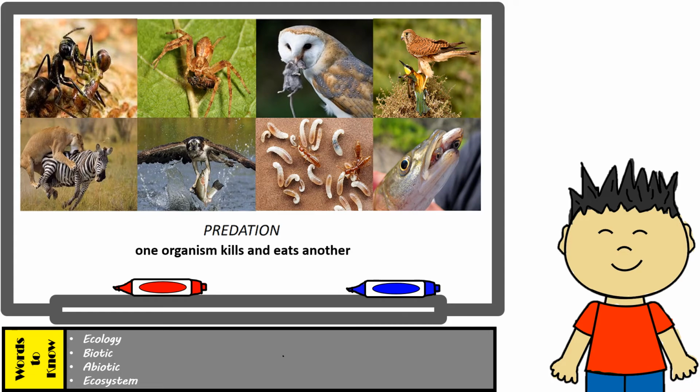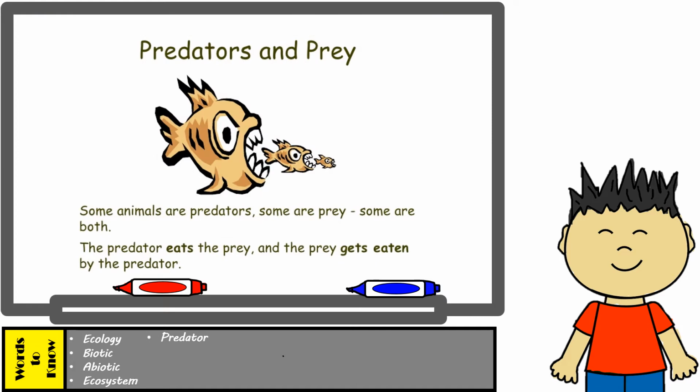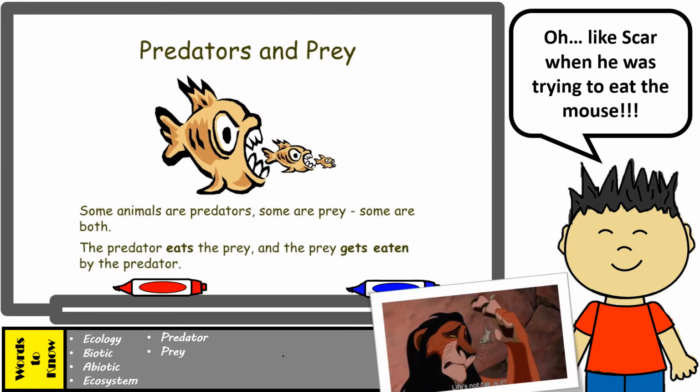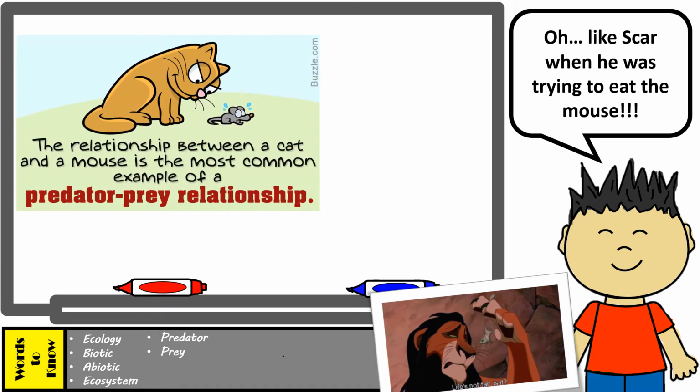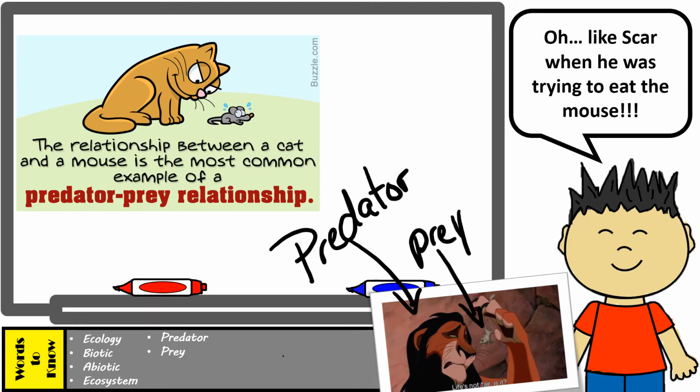Okay, let's first focus on predation, which is an interaction in which one organism kills and eats another. Basically, the organism that gets the food is known as the predator, and the organism that is killed and eaten is the prey. Yes, Alex, I guess you're right. In The Lion King, when Scar is about to eat the little mouse, it would be a good example of predation, in which Scar is the predator and the mouse is the prey.